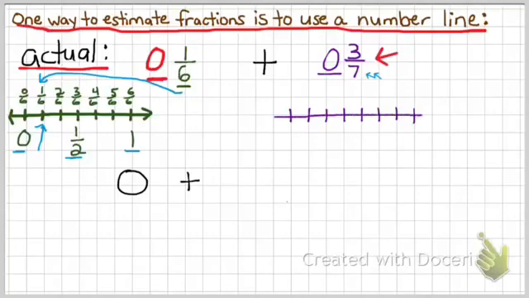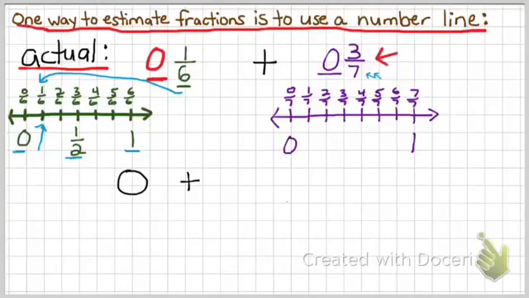Draw my horizontal line straight through with an arrow at each end. I'm going to go ahead and label this. We have 0/7, 1/7, 2/7, 3/7, 4/7, 5/7, 6/7, and 7/7. We know that 7/7 is the same thing as 1. We know that 0/7 is the same thing as 0.